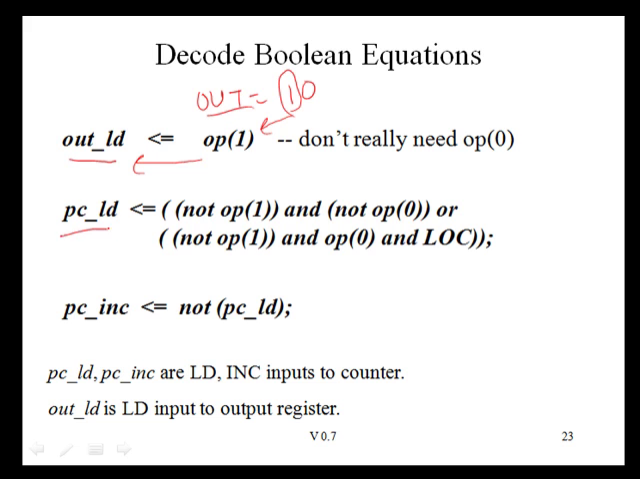For the PC load line, we want it to be true whenever we had a jump instruction, which meant that both these opcode bits here were 0, or whenever we have a jump conditionally, which meant that this bit right here is a 0 and this bit right here is a 1, and also whenever the loc input was a 1. Finally, the PC increment is simply the inverse of the PC load line, a not of PC load.